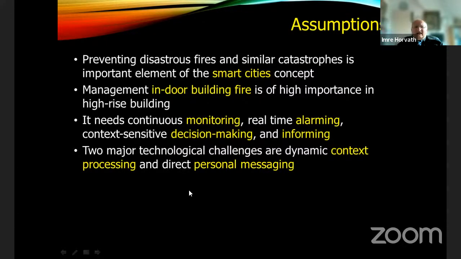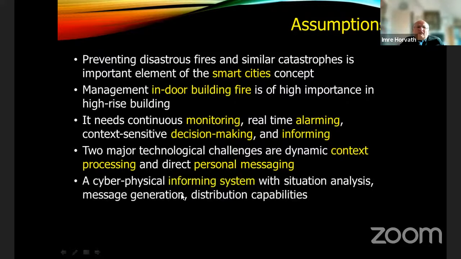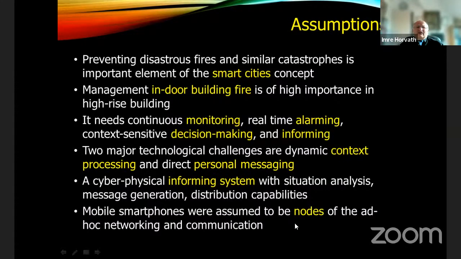because otherwise they start panicking. And the assumption was that most of the people had a mobile phone, a simple mobile phone, like myself. People who didn't have mobile phones, so they were not detected using their mobile phone, could be directly informed by those people who had phones. So the cyber-physical informing system functionality had to include situation analysis, what's going on on the floor, message generation, and message distribution to the people. That's what we had to implement.